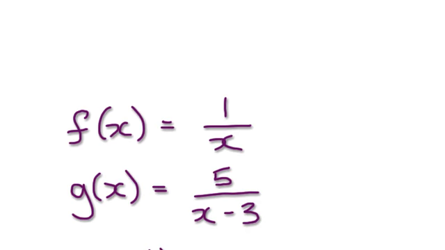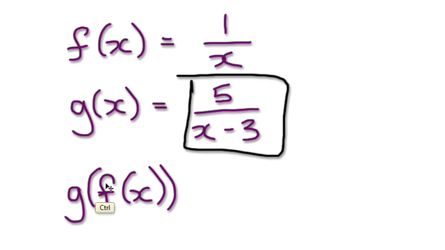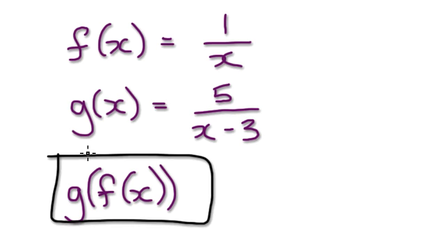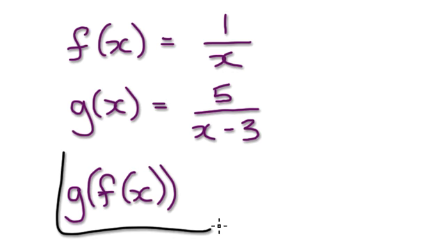Okay, let's give you guys some more practice. Given these two functions, f of x equals 1 over x and g of x equals 5 over x minus 3, find the domain for this composite function. Here you've got this function burying itself into this function. Press pause and have a go.